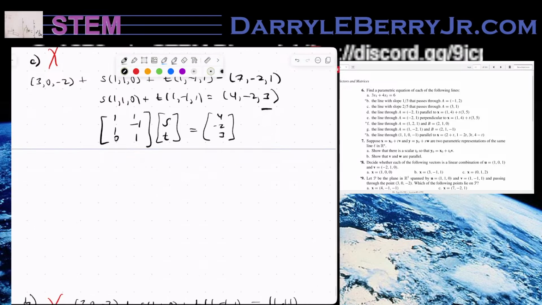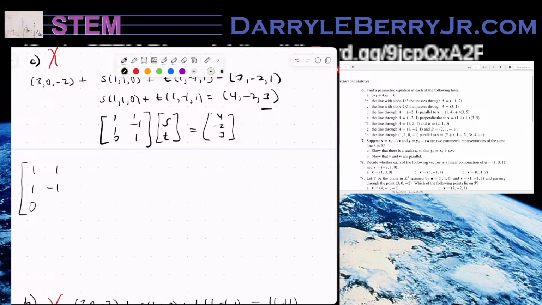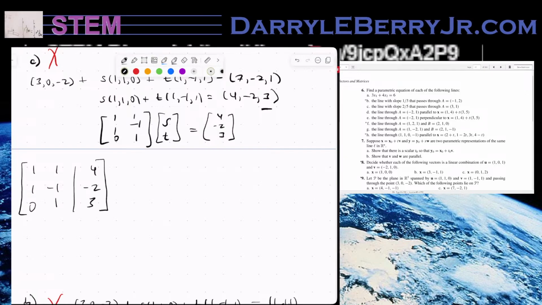So what I'll do is I'll go ahead and bring these over: 1, 1, 0, 1, 1, 0, 1, negative 1, 1, and 4, negative 2, 3. Right, so let's see if we can solve this matrix. I'm actually trying to solve for S and T, which should leave one free variable out of the matrix. So let's see how this goes.